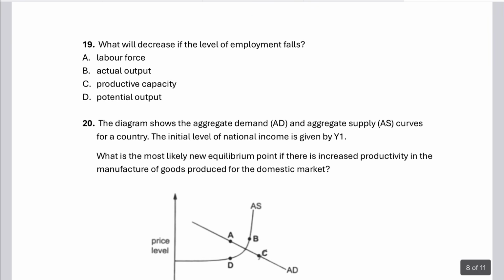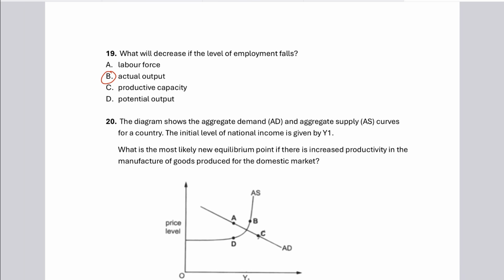Question 19 says what will decrease if the level of employment falls? If the level of employment falls, then obviously our actual output will decrease. If employment falls, fewer workers are producing goods and services, so as a result the economy's actual output will fall. And what is actual output? Actual output is your actual GDP, your current GDP. It reflects what is currently being produced. The others are wrong. Productive capacity and potential output will not fall because of a fall in employment. You sort of get inside the PPC, so you have spare capacity, and your actual output goes down.